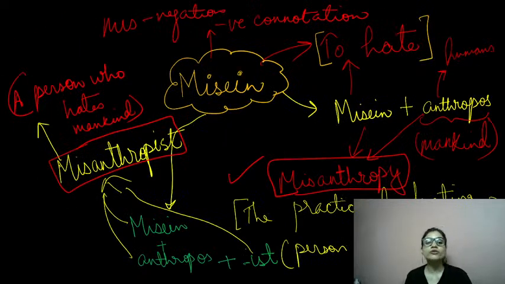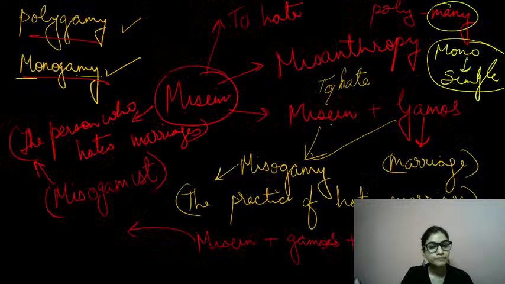Okay, then we talked about another word root, that is misane. Misane means to hate. Mis is a negative term, I told you it's a negative connotation word. So misane means to hate. Misane plus anthropos: misane is to hate and anthropos is humans. So a person who hates mankind is a misanthropist, and the practice of hating mankind is misanthropy.